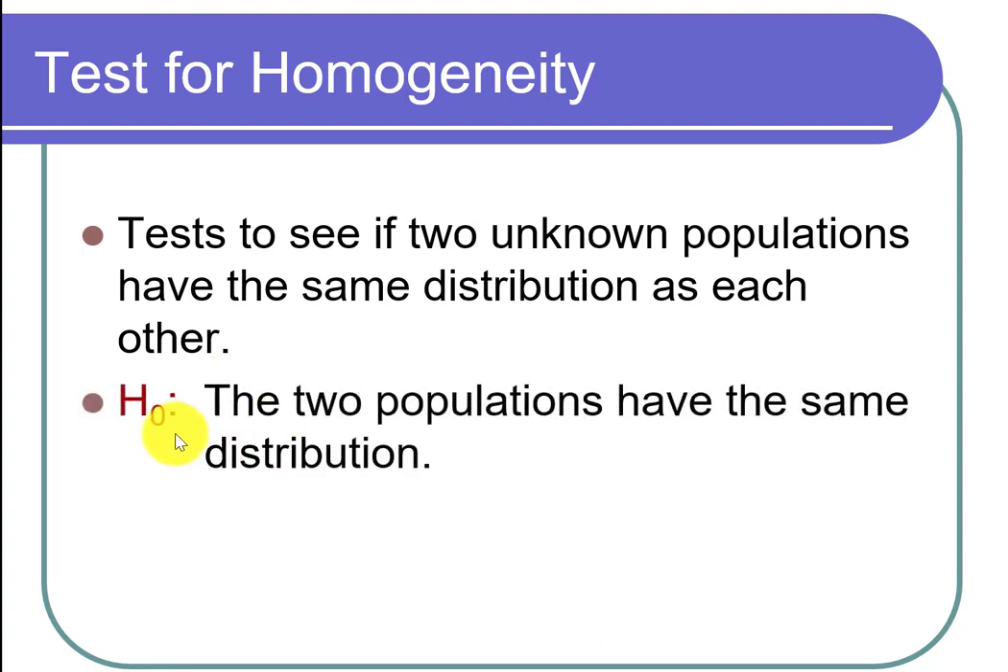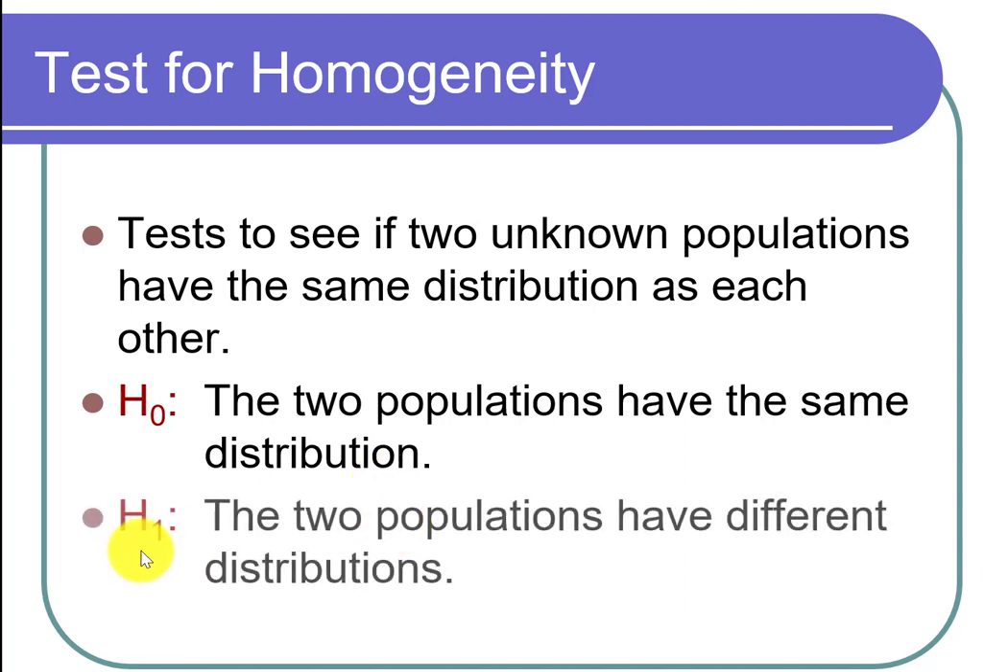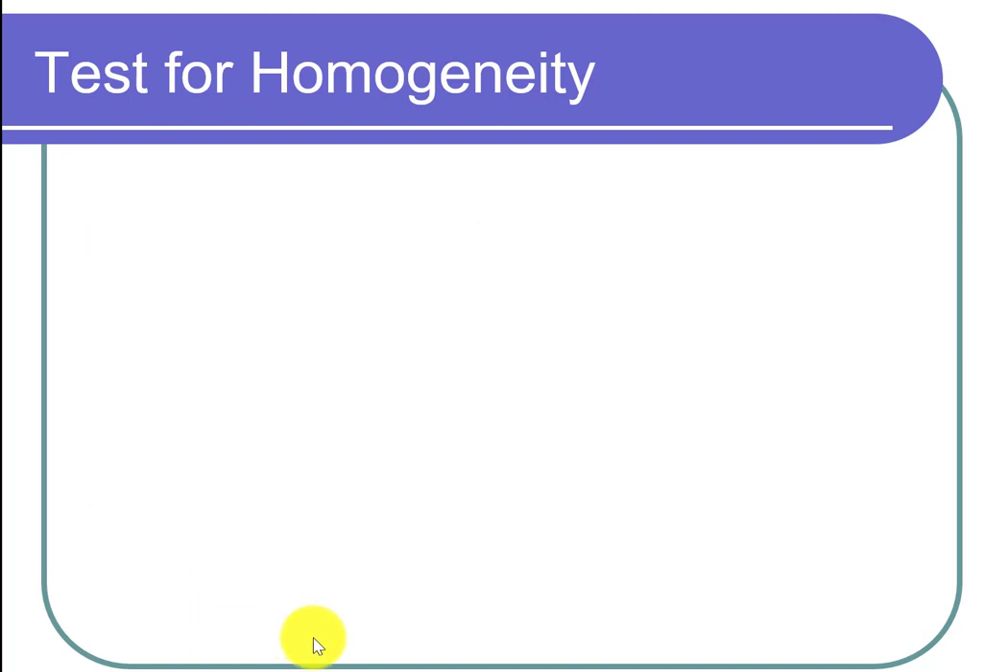So the good news is H naught is that the two populations have the same distribution. And H1 is the two populations have different distributions. Notice again, just like goodness of fit, the word distribution or distributions, because we're looking at two different distributions. So always include the word distribution or distributions when you're doing goodness of fit and when you're doing homogeneity. Whereas for a test for independence, you include the word independent or dependent. So let's take a look at an example.